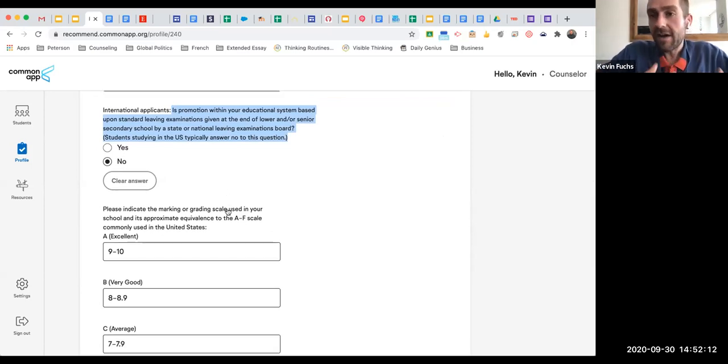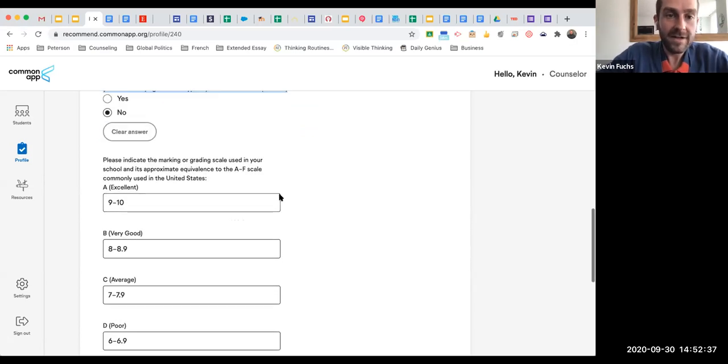In my case, I also have IB, so to get the IB diploma our students will do this examination, but it's not part of the national curriculum. Our students will graduate from Peterson and get the Peterson diploma, but they will only get the IB diploma if they actually pass the IB program. So in our case, the answer here would be no.